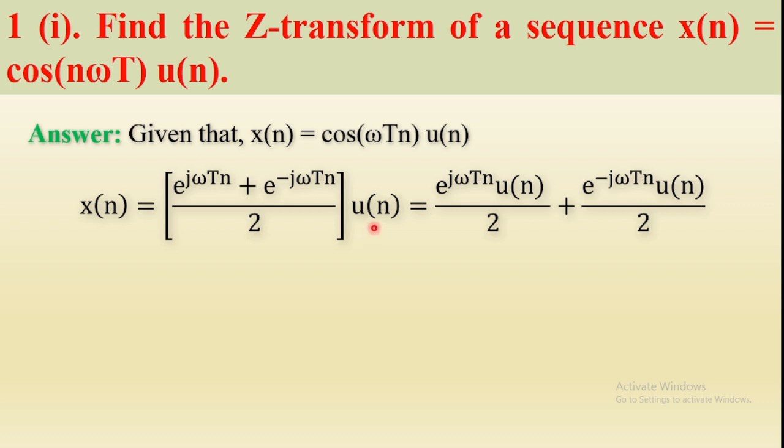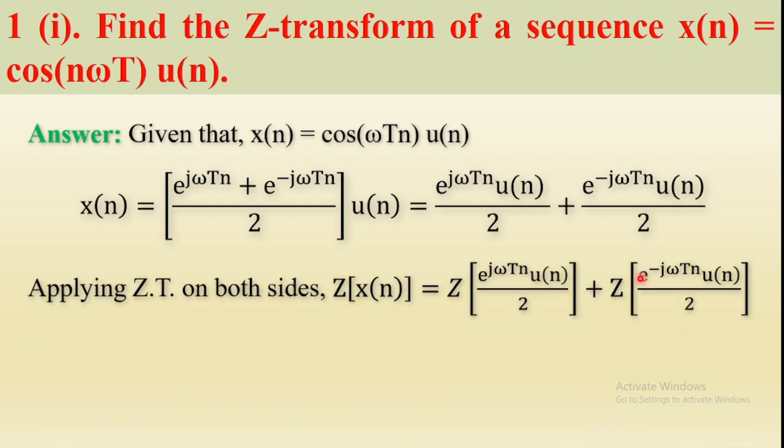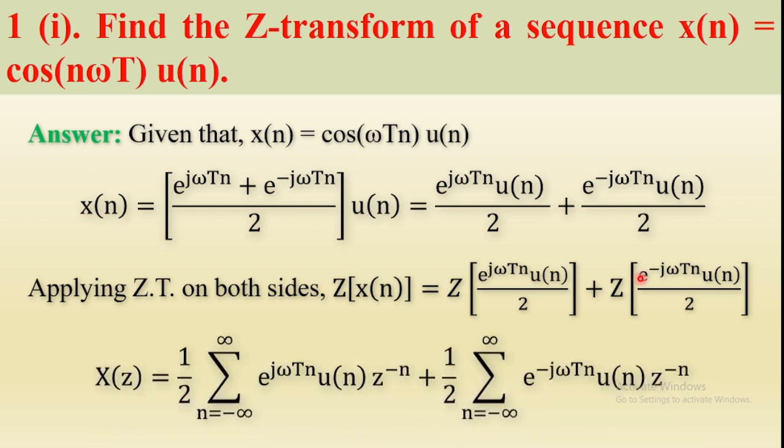Multiplying u of n within the bracket term, we have e power j omega Tn u of n by 2 plus e power minus j omega Tn u of n by 2. So now take the Z transform on both sides. Z transform of the LHS term is equal to the Z transform of the RHS term. Using the definition of the Z transform, X of z is sigma n equals minus infinity to infinity x of n into z power minus n.